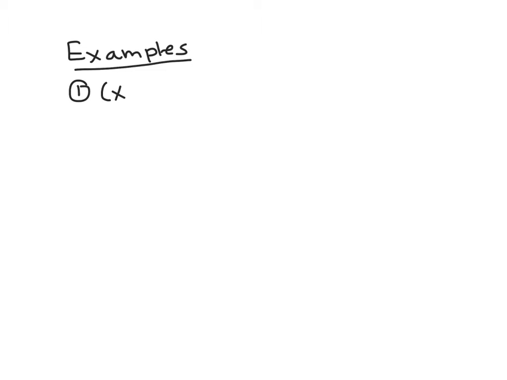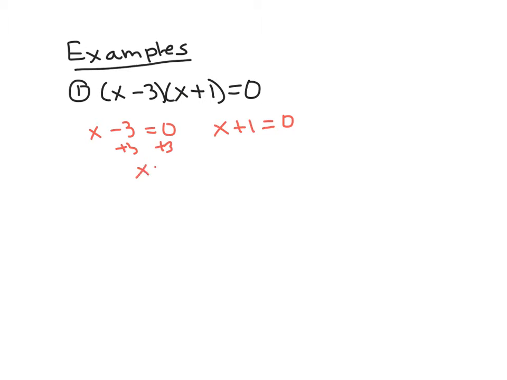Now, this one is super easy: x minus 3 times the quantity x plus 1 equals 0. Number 1, it's already set equal to 0. Number 2, it's already been factored. So all you do is take each parenthesis, set it equal to 0, and then solve. Add 3, x equals 3; subtract 1, x equals -1. So x can equal 3 or -1.